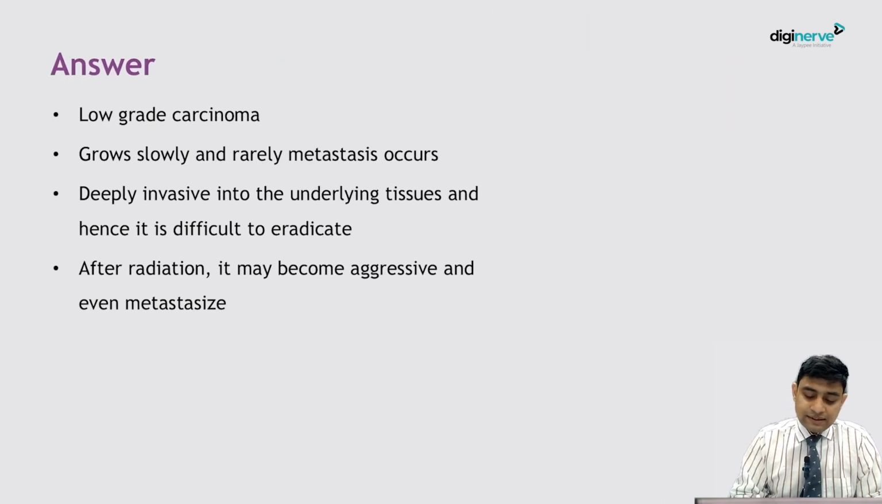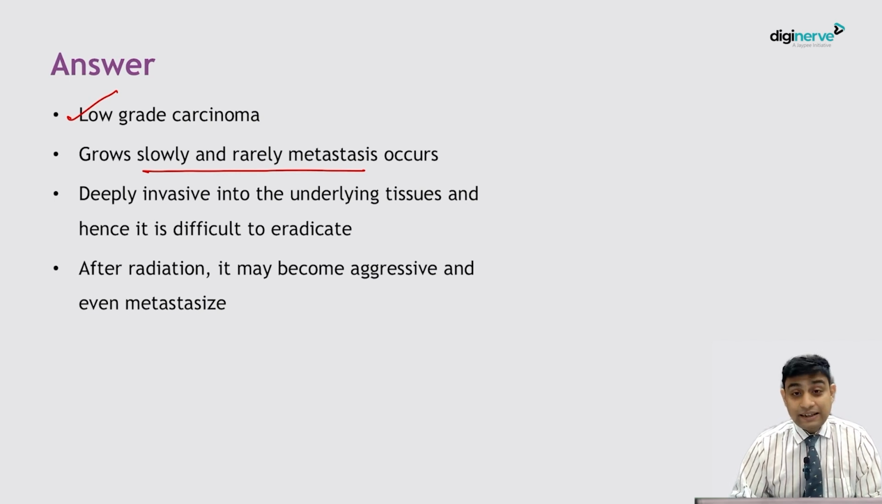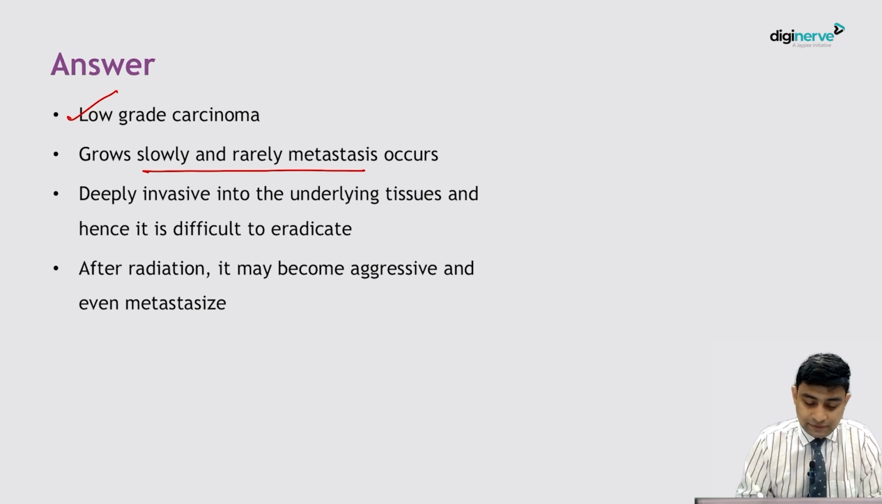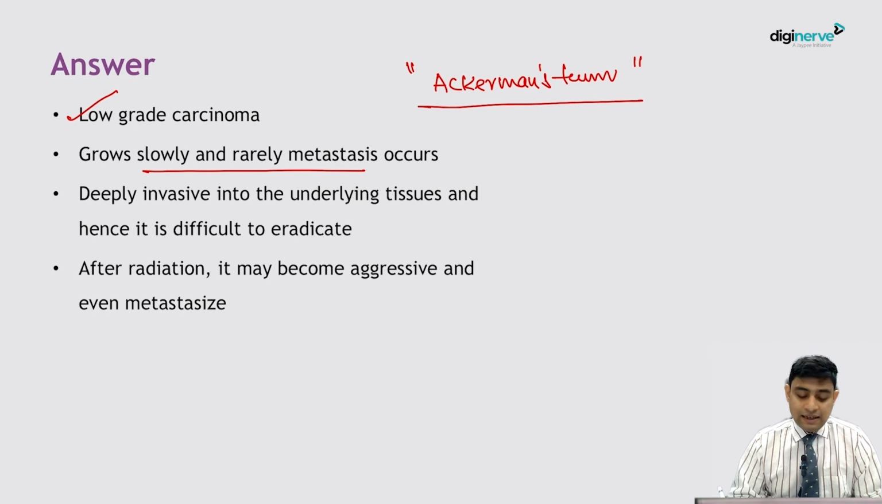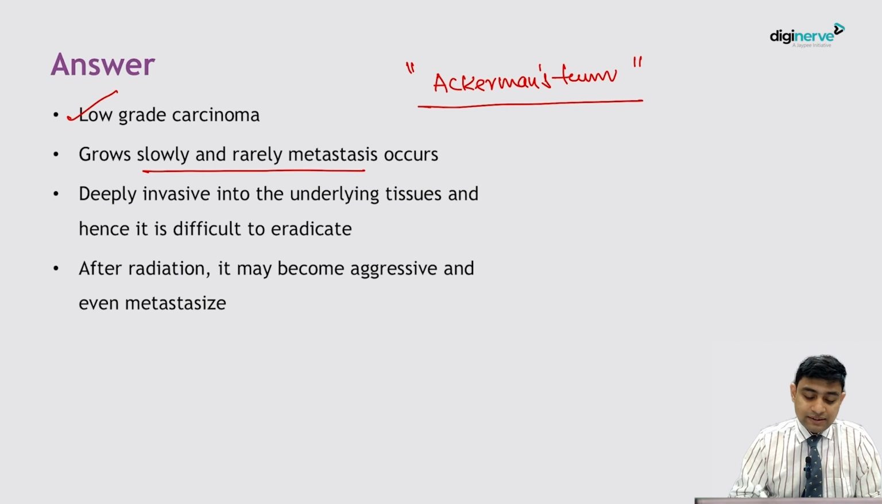A verrucous carcinoma is again a low grade carcinoma which grows very slowly and rarely metastasizes. It is deeply invasive to the underlying tissues, so it is difficult to eradicate. It is slow, but it rarely metastasizes. Again, it is very invasive. Okay. After radiation, it becomes more aggressive. So this tumor is called Ackermann's tumor. See, there are a couple of contradicting points in this diagnosis, but this comes very frequently in any MCQ test. So this is called Ackermann's tumor. This is a very commonly asked MCQ that is asked to the students.